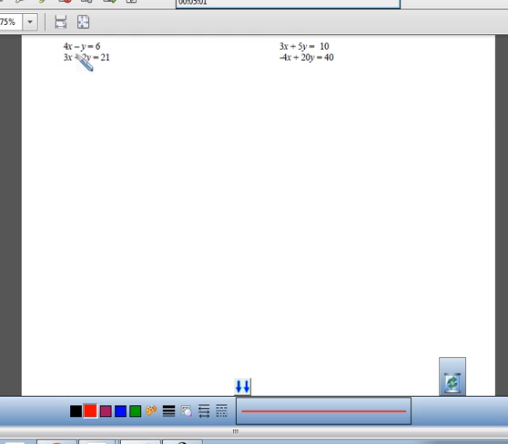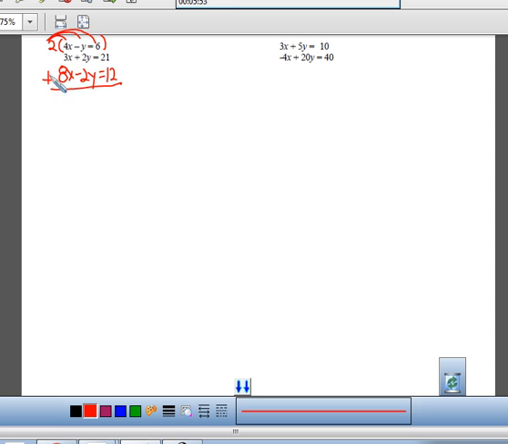Now, when I look closely, I notice that the top equation has a subtraction. There's no number in front of y, but if there was a 2 there, if I added these, they would eliminate easily. So I'm going to multiply the entire top equation by 2. When I do that, I get 8x, 2 times 4x is 8x, minus 2y equals 2 times 6 is 12.